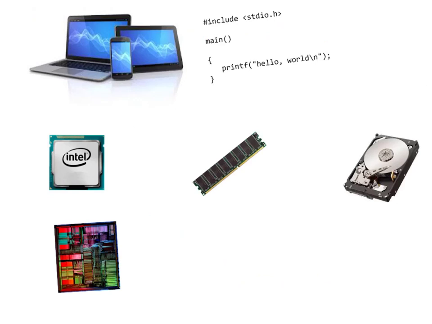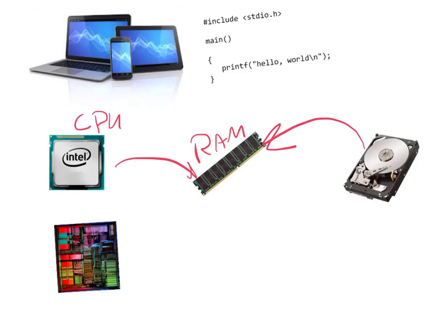Okay, so let's take a look at assembly language from a hardware point of view. Whenever we execute our programs, they are loaded from the hard drive into main memory, or RAM. Assembly instructions allow us to move data to and from RAM, into the CPU. The CPU is what actually executes the instructions that are present in the program.